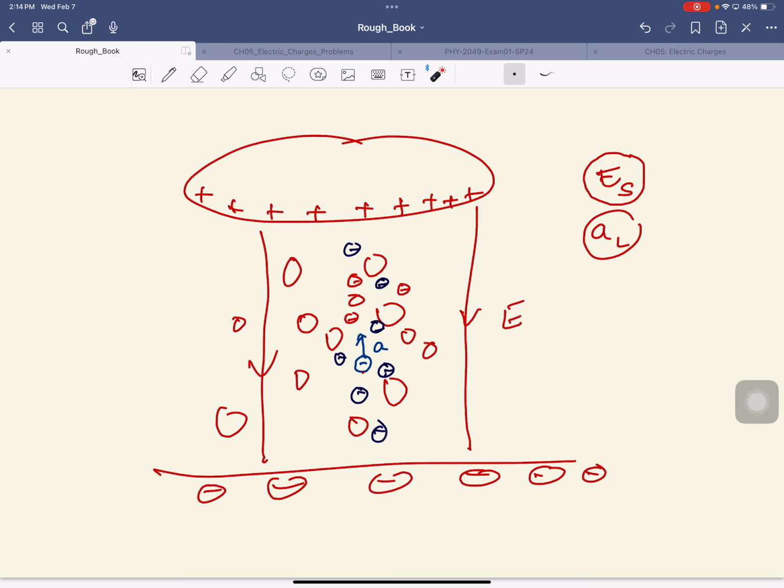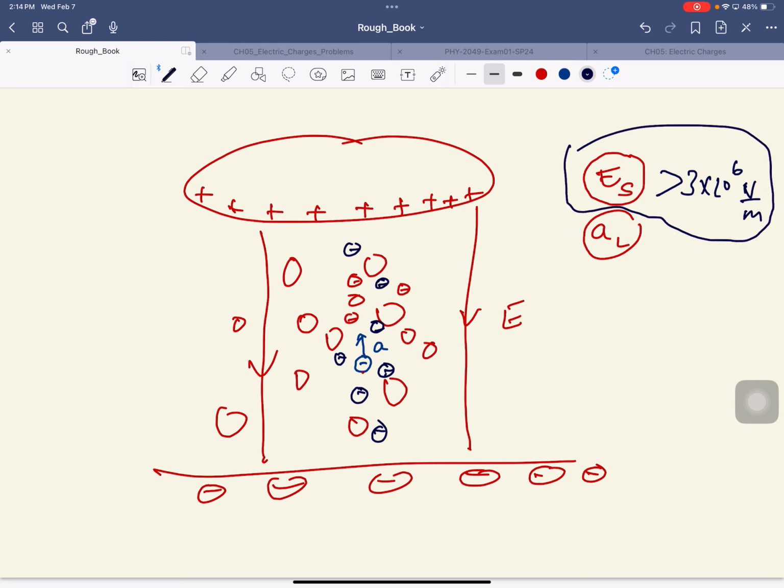So the question is, how strong an electric field do you need? It turns out that for air, it's 3 million volts per meter. That's a different unit for electric fields. If this field strength is greater than 3 million volts per meter, then the air will break down, meaning the neutral air will become conducting, and you can have lightning strike.